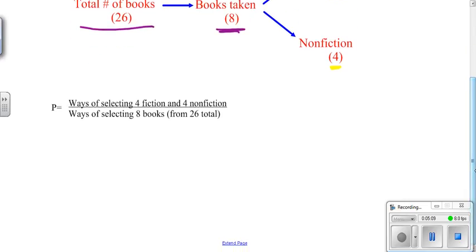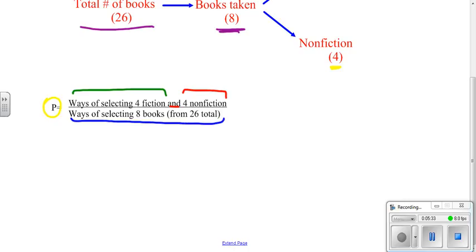So we'll have to look at our probability, which is going to be the ways of selecting for fiction and for nonfiction. This "and" is kind of important there. As well, we need the total ways of selecting 8 books. So we have a couple different things to be looking at.